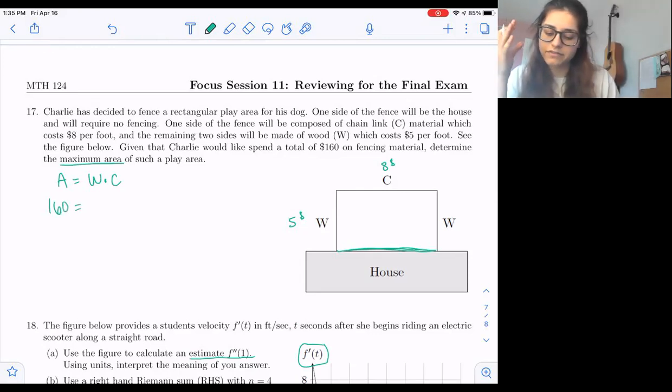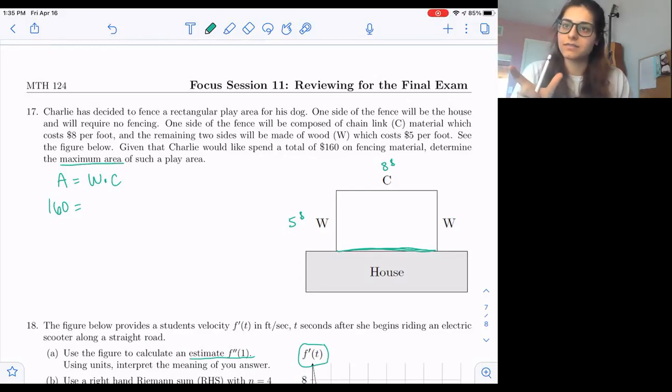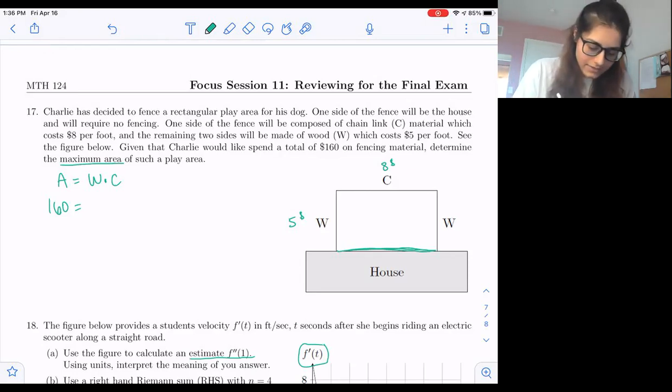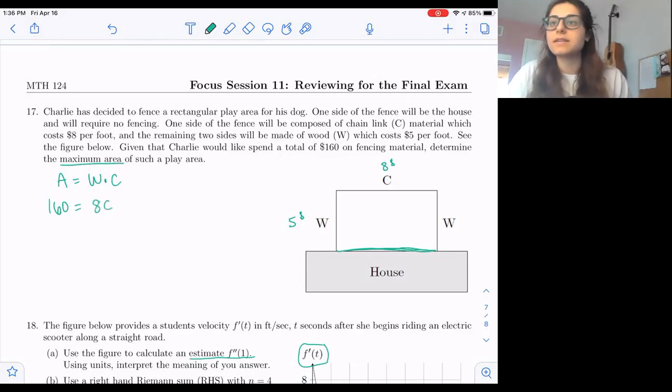And we know that we have $8 per foot of C and $5 per foot of W. And so we can think 8 times C will give us the total cost of that side of the fencing. So 8C, that makes up part of our cost. The other part of our cost is the cost to make the 2 W's.